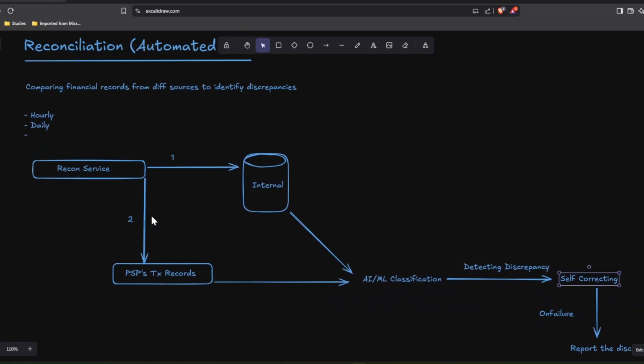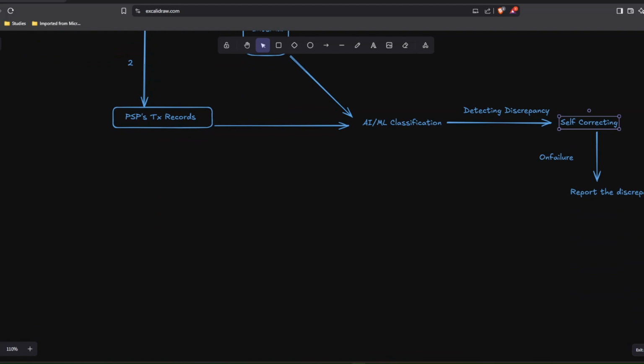Now coming to the next part, and one of the most important parts in payment processing, and I would say one of the most practical scenarios: what happens for handling payment delays? Suppose, so payment delay can happen for a multitude of reasons.